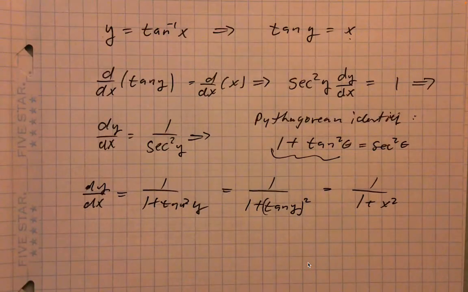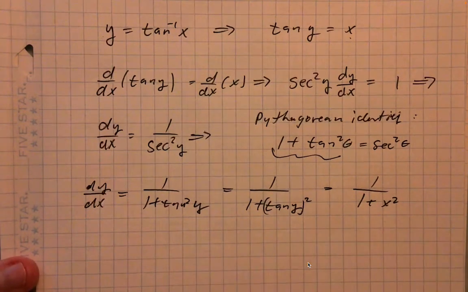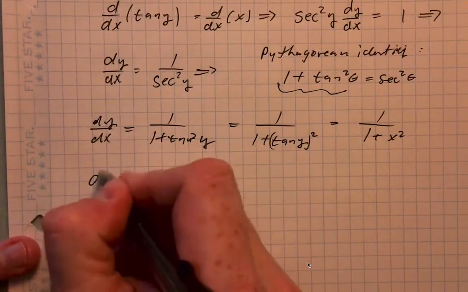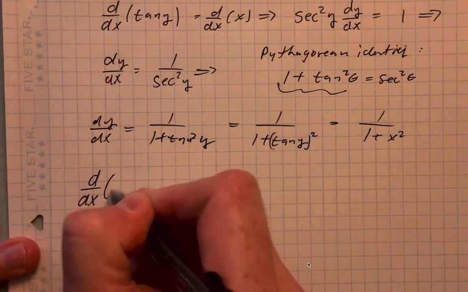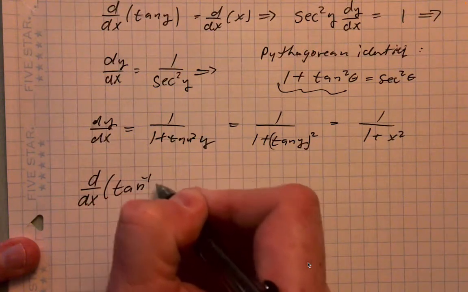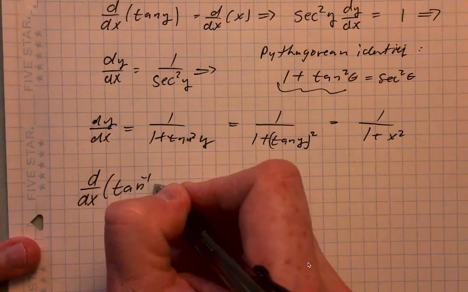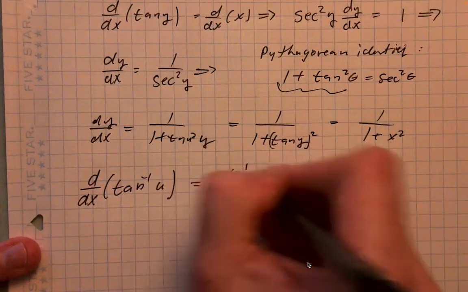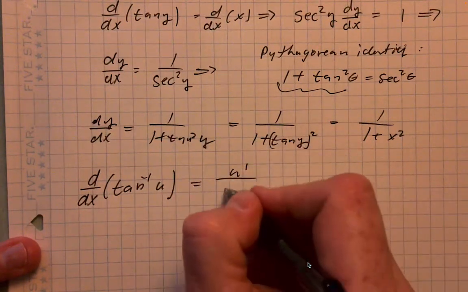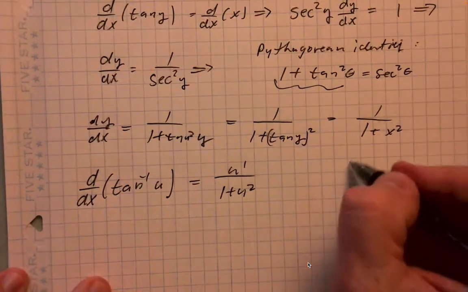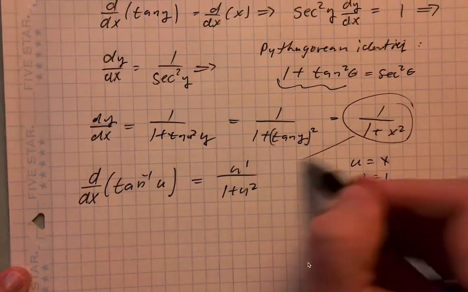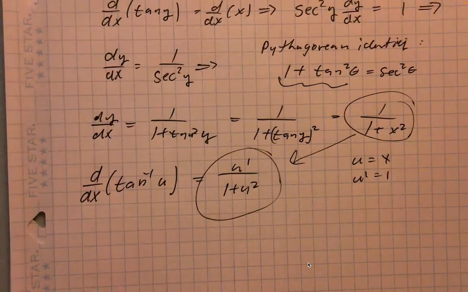And again, in this case, the form fits what our theorem showed. So our theorem said that d dx of inverse tangent of u would be u prime over 1 plus u squared. Right? So obviously if u equals x, u prime is 1, and we have the form. Okay, so no problem there.